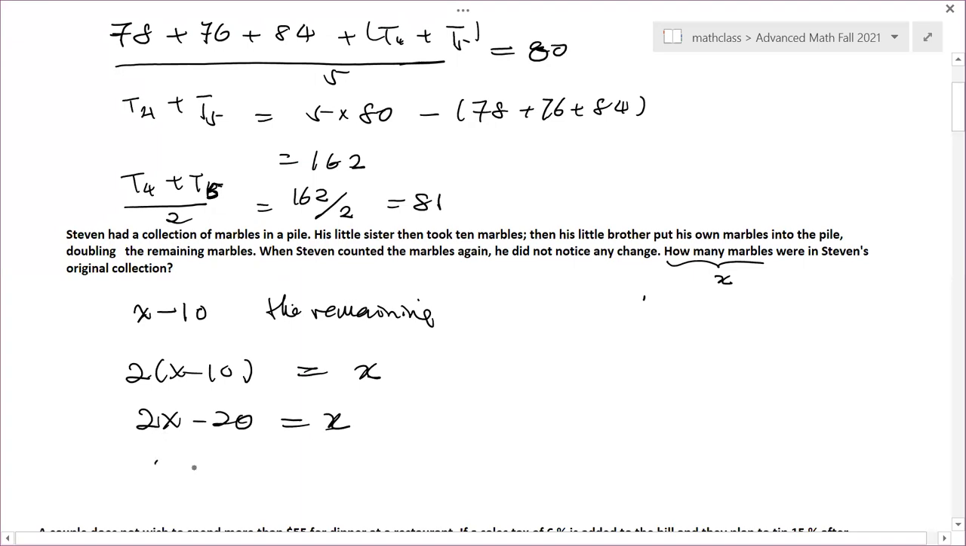2x minus x is x, and that's 20, right? So the answer is 20, okay? Once you get the equation, you know how to solve it. Everybody knows how to solve it, okay?